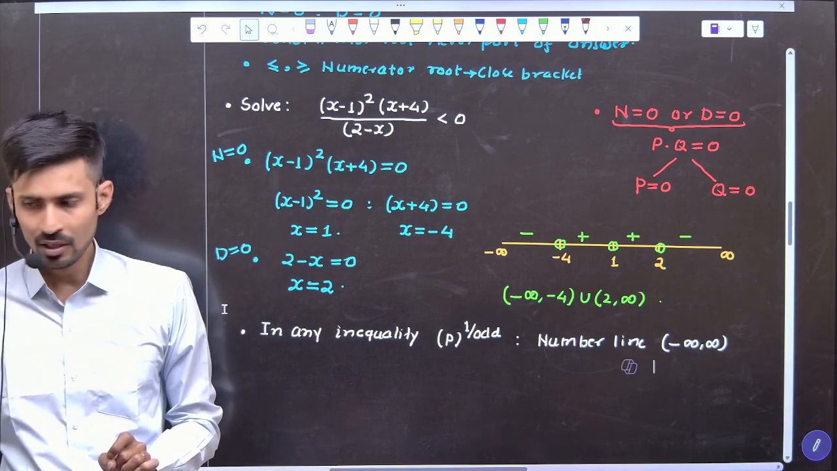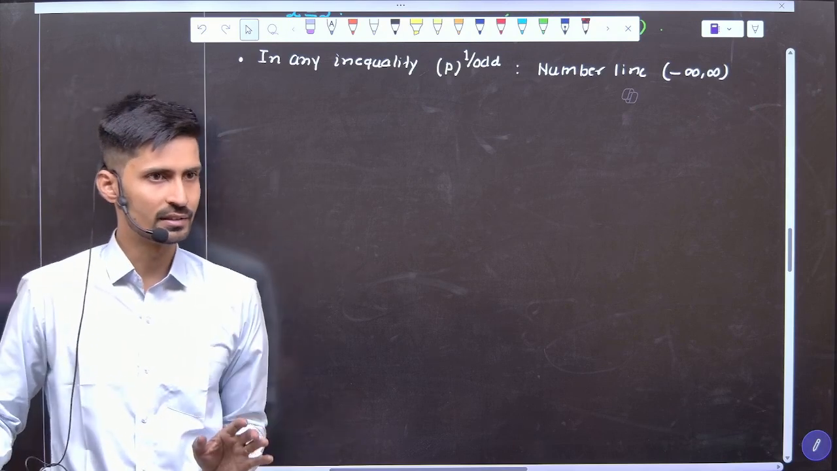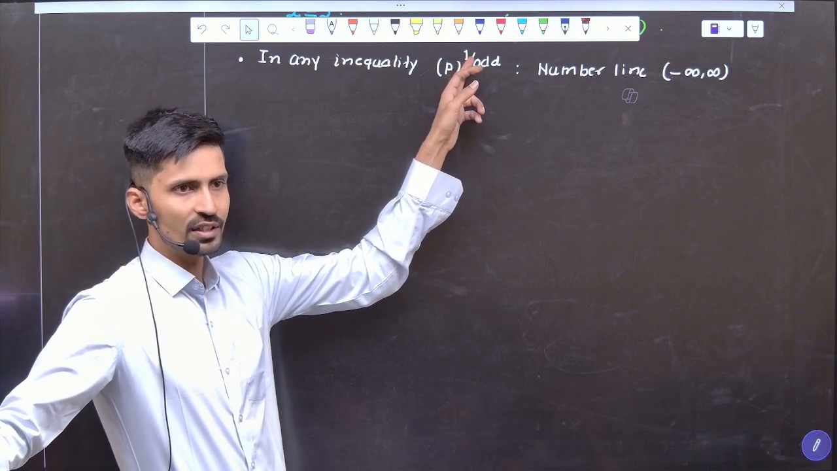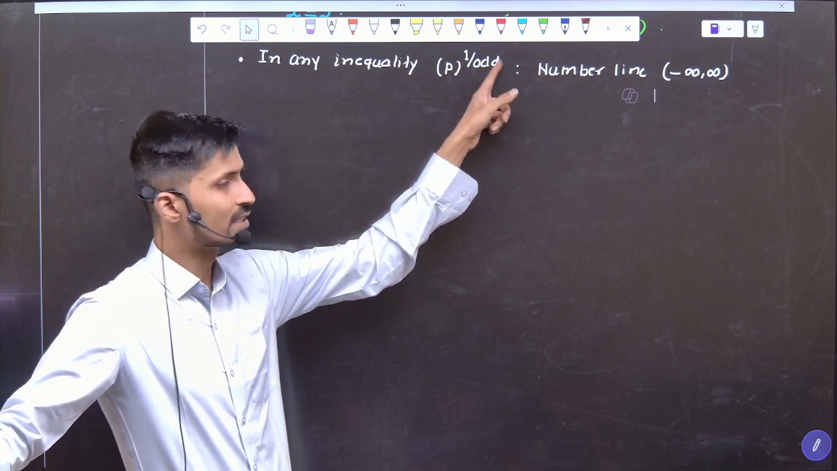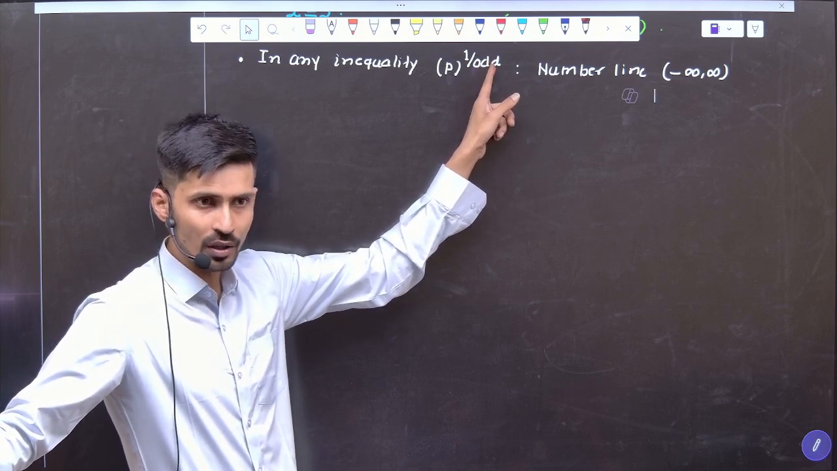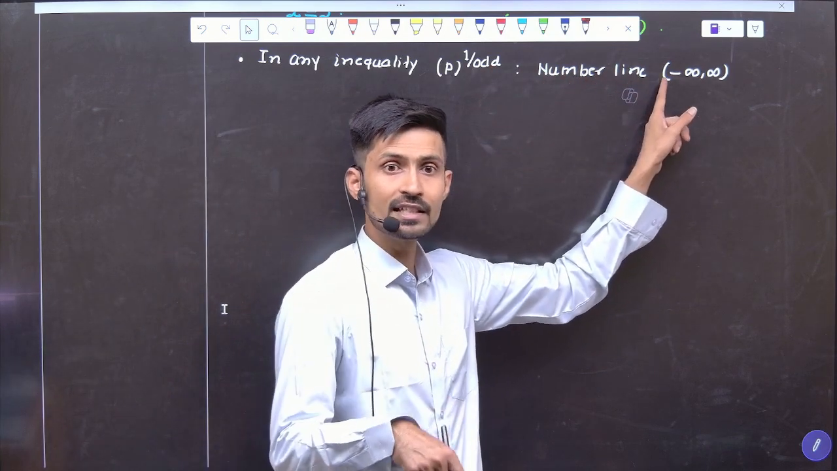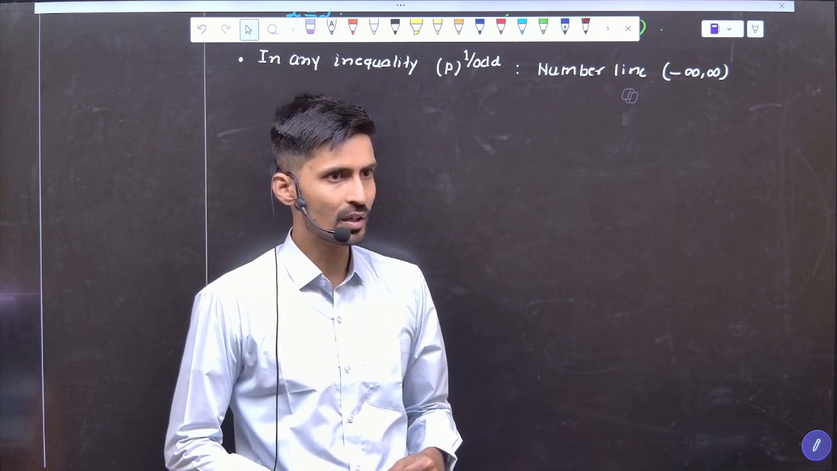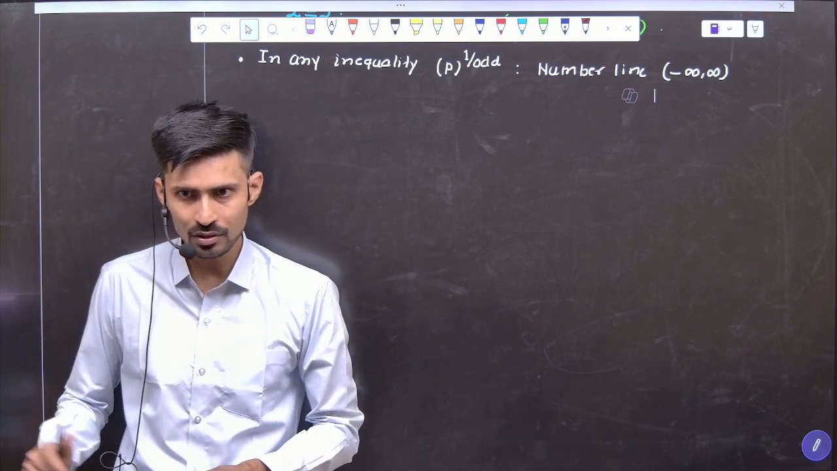Okay. How will we solve the question if the degree is not an integer? So simple. If the degree is not an integer, you have to see the denominator part of the degree. If the denominator number is odd, our number line for finding the answer will be between minus infinity to infinity. Understood?